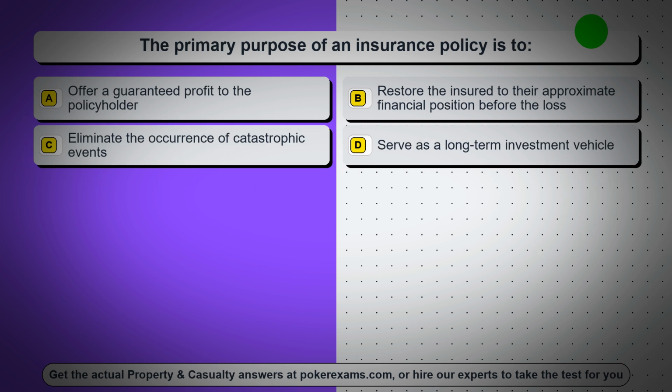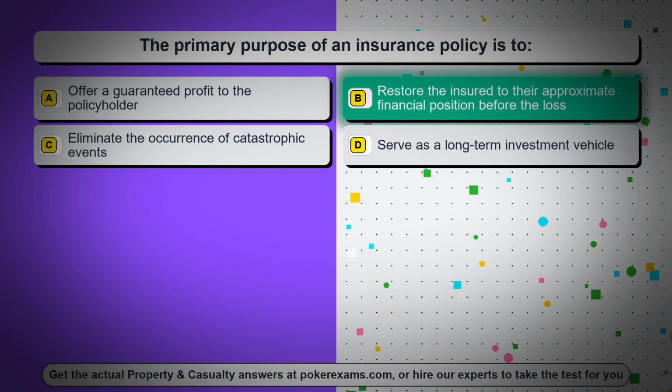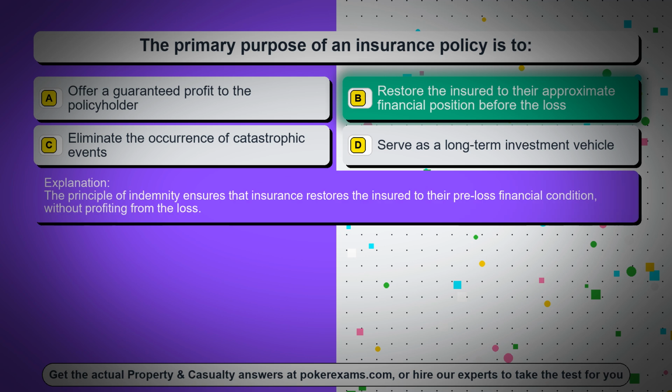Question 3. The primary purpose of an insurance policy is to: Option A, offer a guaranteed profit to the policyholder. Option B, restore the insured to their approximate financial position before the loss. Option C, eliminate the occurrence of catastrophic events. Option D, serve as a long-term investment vehicle. The correct answer is option B, restore the insured to their approximate financial position before the loss. The principle of indemnity ensures that insurance restores the insured to their pre-loss financial condition, without profiting from the loss.